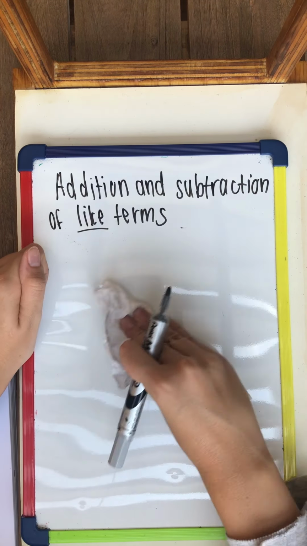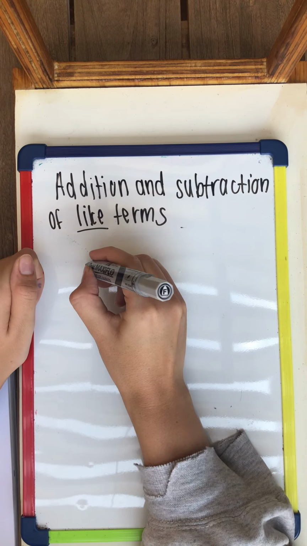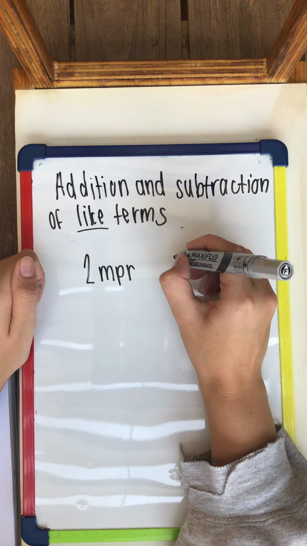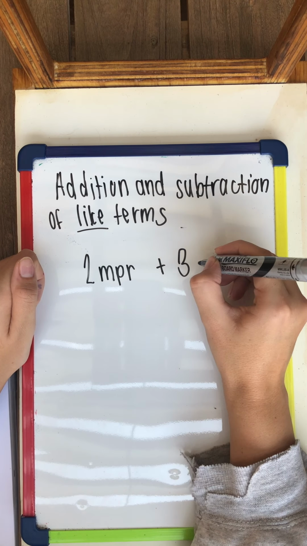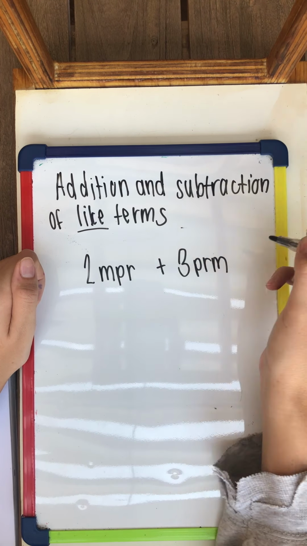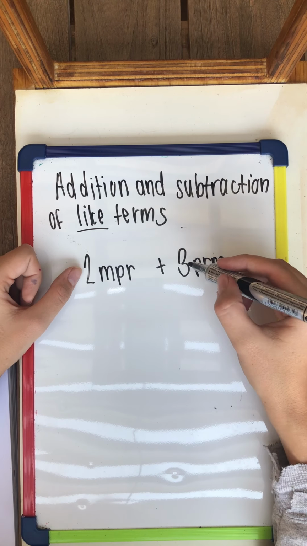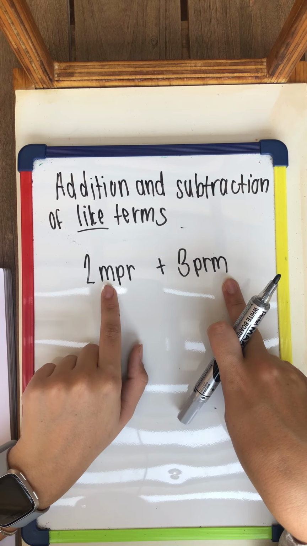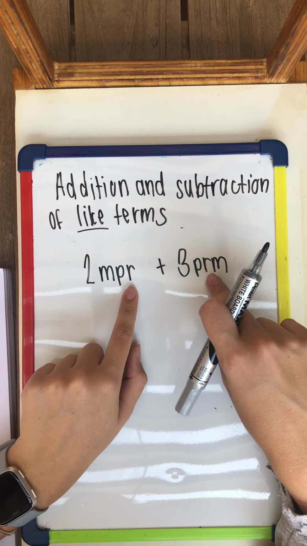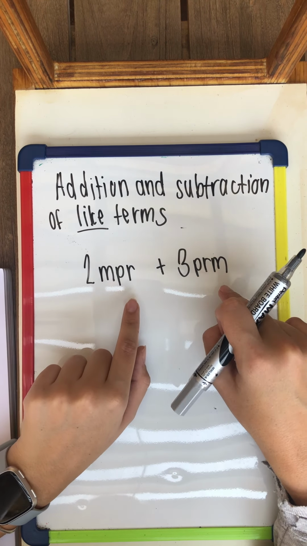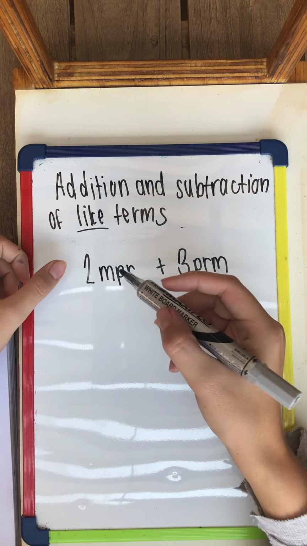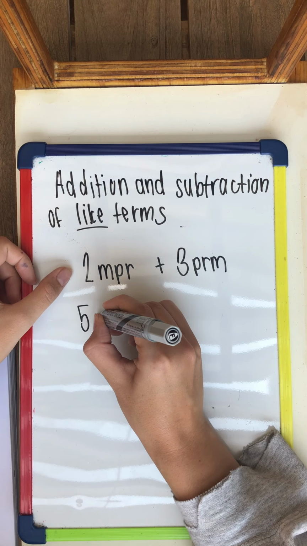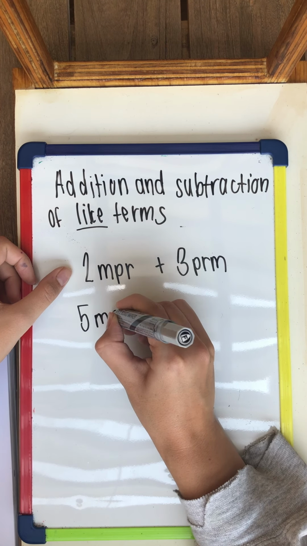If I've got, for instance, 2mpr plus 3prm, now these variables are the same. I've got m times p times r, and I've got p times r times m, which is the same thing. So I've got like terms, so I can just add these coefficients. So I've got 5mpr.